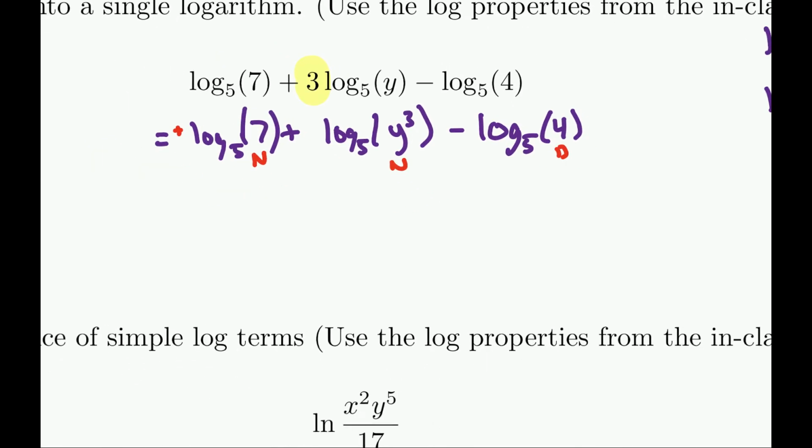And when you apply those log rules, we're going to have one log 5, and then a fraction. And in the numerator, we have the 7 and the y to the 3. So 7y to the 3. And in the denominator, where this negative is, we have the 4. So the 4 would go down there.